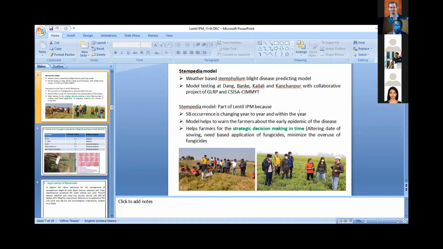year to year and within the year also. So we are not sure where the disease comes, where it strikes. So we have to warn the farmers about this appearance, so farmers can take the strategic decision in time, so that they can save their crop on time.